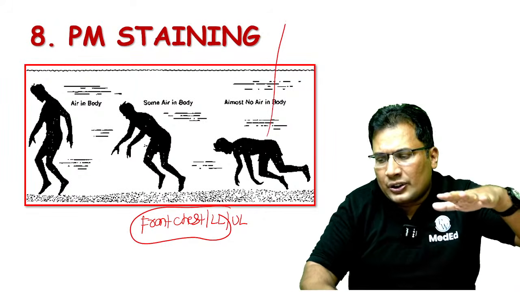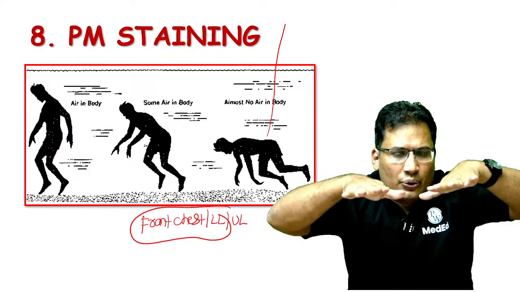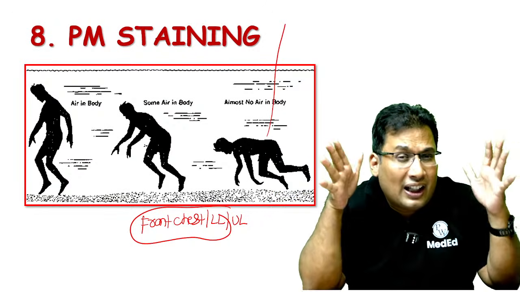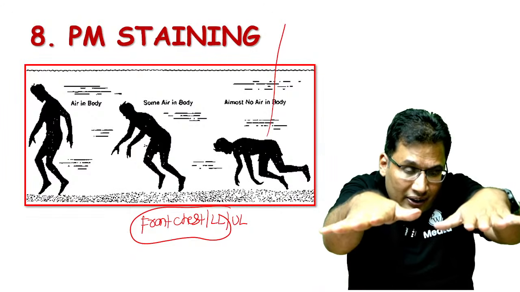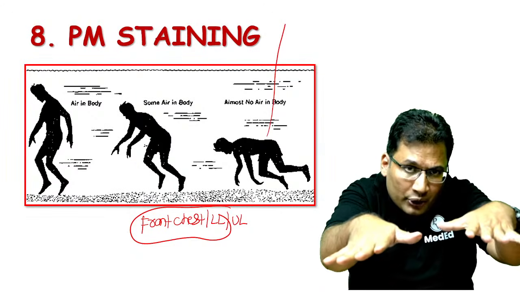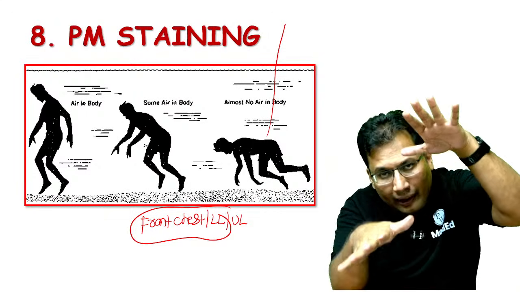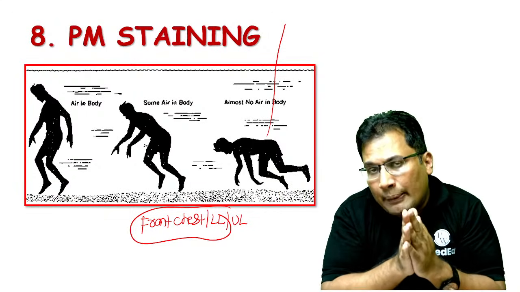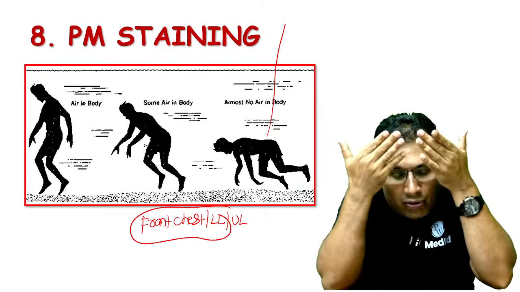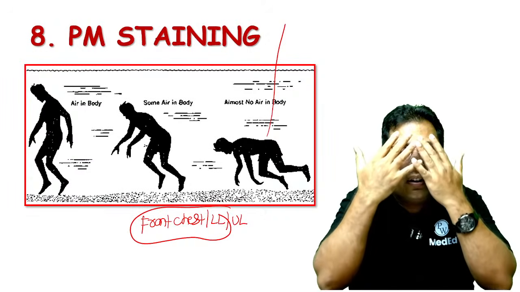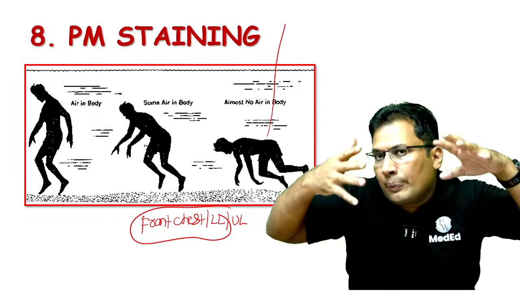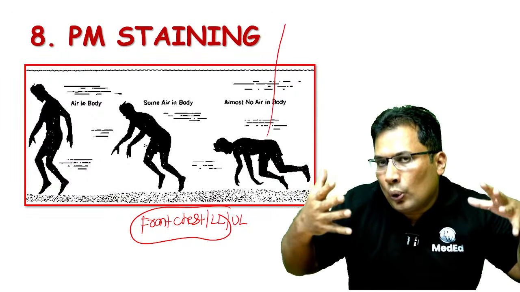So what happens actually? After death, this is the position the dead body attains, like this. Head down position and buttock up position. So what is the site of hypostasis? Hypostasis is seen over the front of the body, over the front of the face, front of the chest, front of the abdomen, lower part of the upper limb, lower part of the lower limbs.